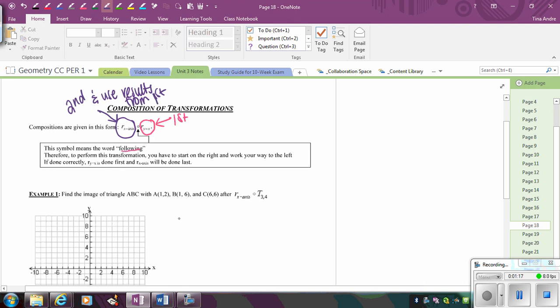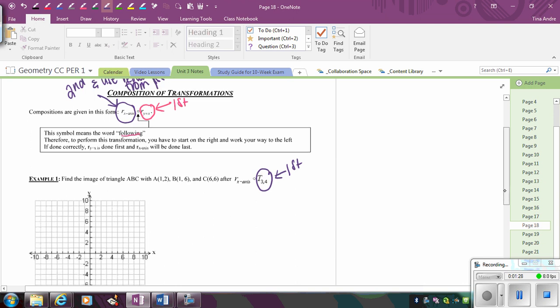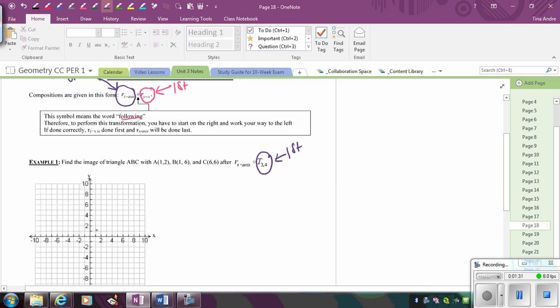If we look at this first example here, we're going to do this first. So this is the first one. We're going to translate, and then using the results from the translation, we're going to reflect that over the x-axis. So let's go ahead and graph our triangle here. So we have 1, 2. Make sure you're labeling as you graph. 1, 6. And then 6, 6 for C. Our first step here is to do the translation. So the translation is (3, 4). That means it's going to be right 3 since it's positive, and then up 4. Or add 3 to the x values, add 4 to the y values, same thing.